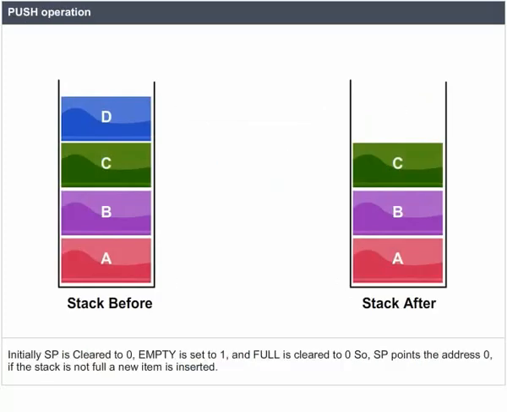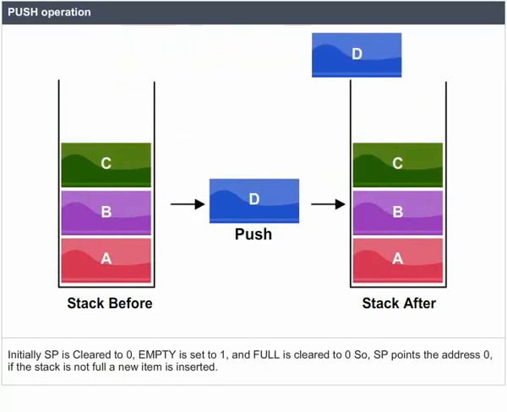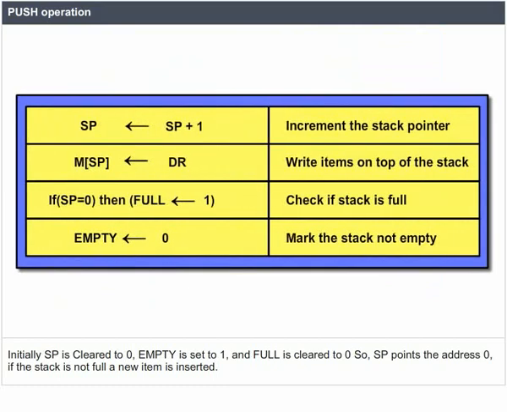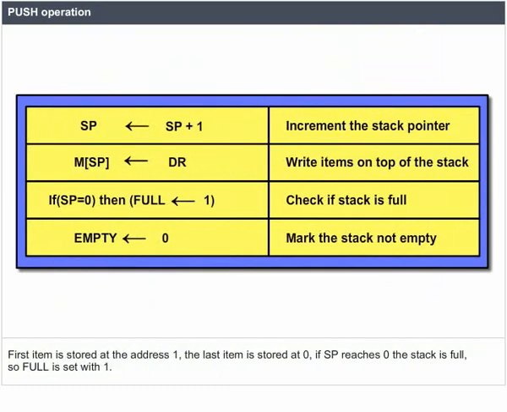Push operation. Initially, SP is cleared to 0, empty is set to 1, and full is cleared to 0. So SP points to address 0. If the stack is not full, a new item is inserted. The first item is stored at address 1. The last item is stored at 0. If SP reaches 0, the stack is full, so full is set to 1.